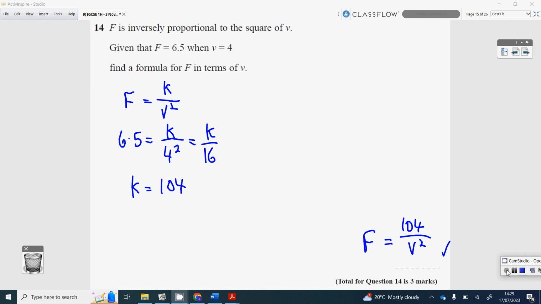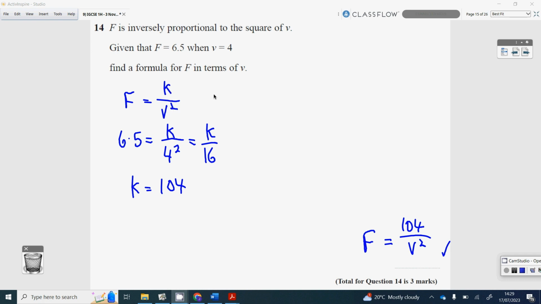Question 14. Now, these are pretty straightforward if you can just go through the various steps. So step 1, you want to create a provisional formula. So F is equaling something. F is inversely proportional to the square of v. Now, because it's inversely proportional, it's going to be k over something. Had it been directly proportional, it would have been k times something, where k is an unknown constant to be found. So F is inversely proportional to the square of v. This is the key line, F equals k over v squared.